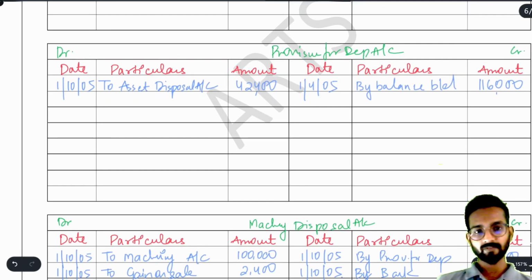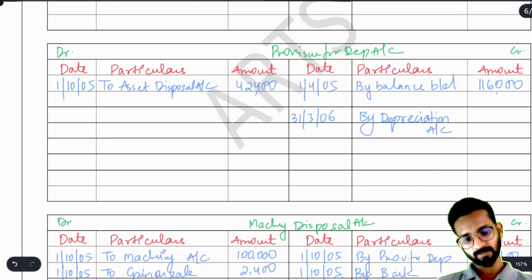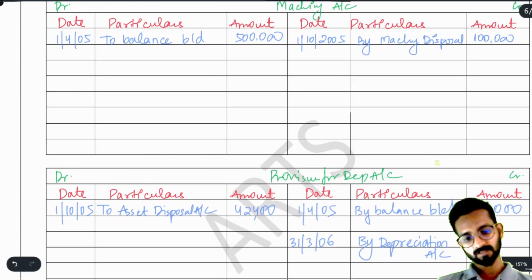Understood? Now, what is happening in the provision for depreciation account? We know that every year we charge depreciation. But when you are preparing provision for depreciation, you will write depreciation in this account only. So 31st March 06, by depreciation account. Now understand one thing. The original cost of depreciation was how much? 5 lakh rupees. Okay. I am preparing a number line here. Please look.